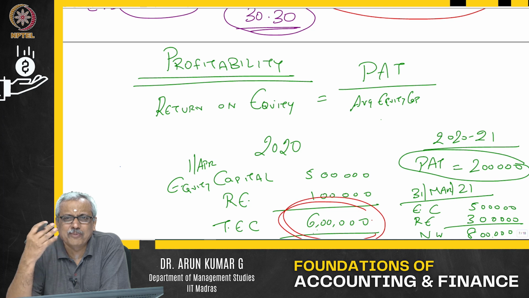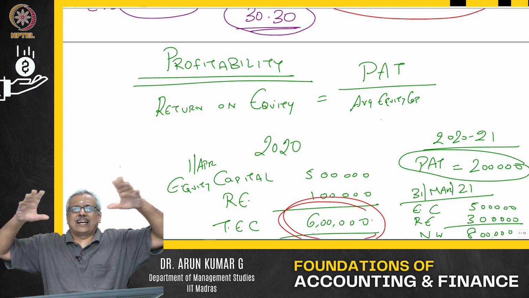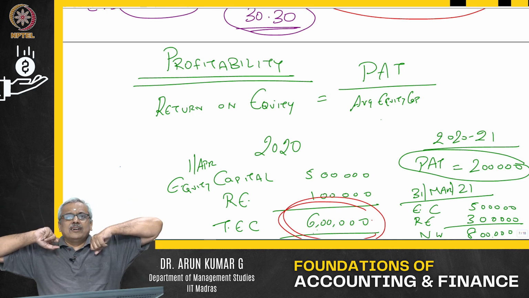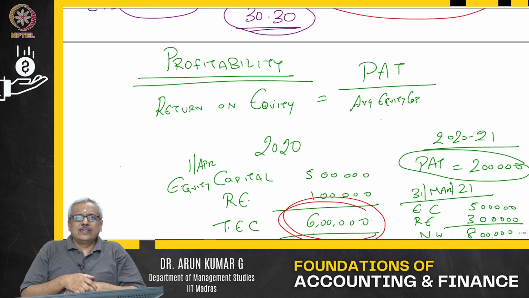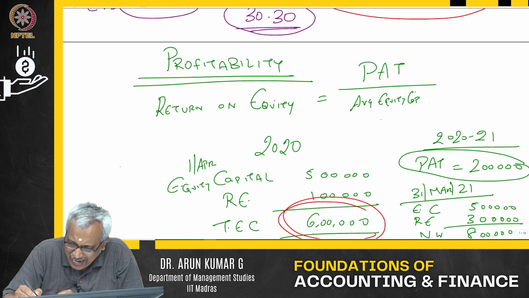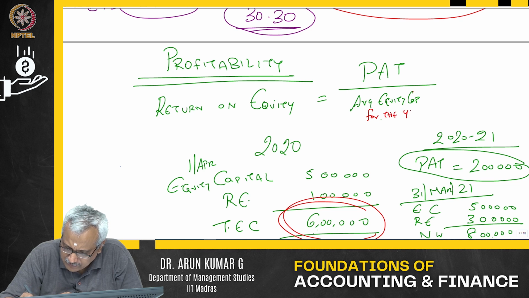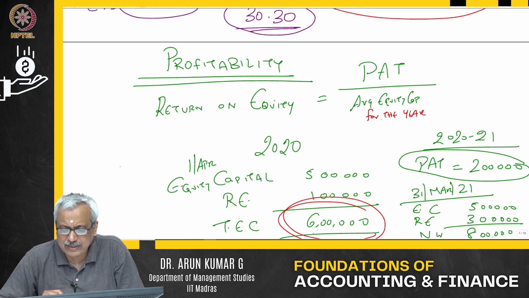Every day you are making a profit or a loss. So, as you saw in the list of transactions I made, my overall net worth was increasing or decreasing with every transaction. So, my capital base is changing every day. So, what do we say? I will say average capital, the average equity capital for the year.